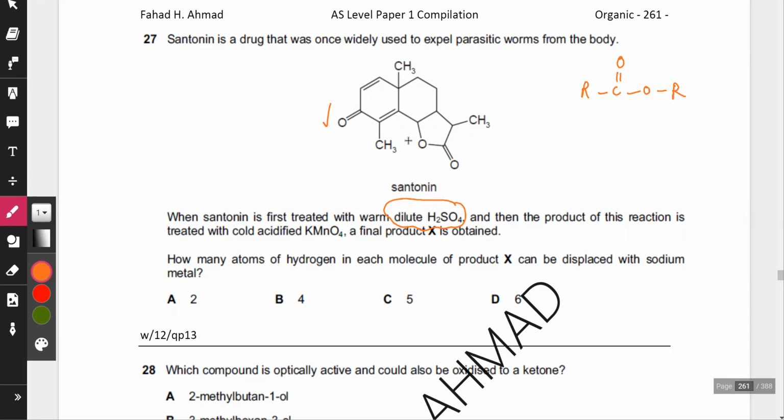So what happens when you heat it with dilute acid? The ester link is going to break. The double bond O side would change into a carboxylic acid group and the single O side would change into an alcohol group. So that is exactly what's going to happen. I'm going to break the molecule over here. The ester will get hydrolyzed. This side would change into C double bond O and OH, and this side would change into an alcohol. So the middle part has broken.